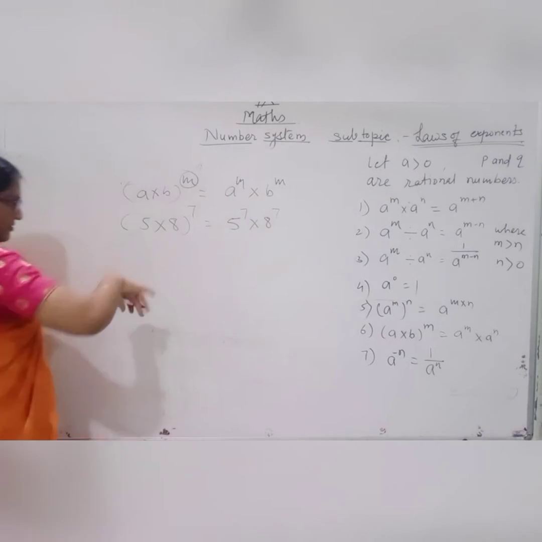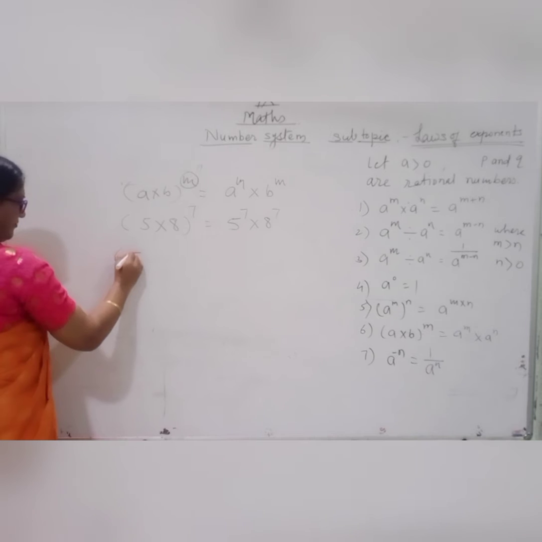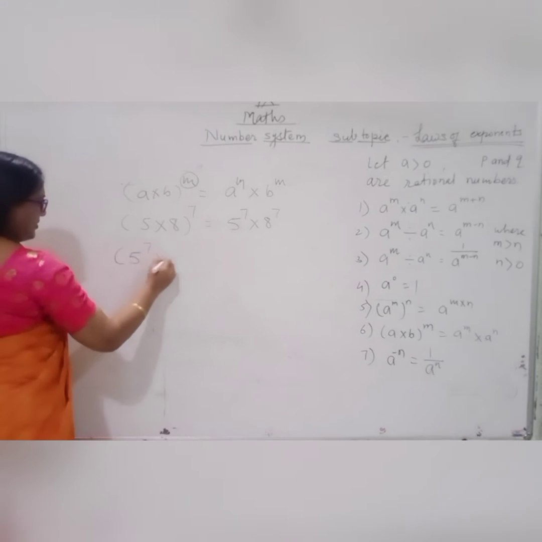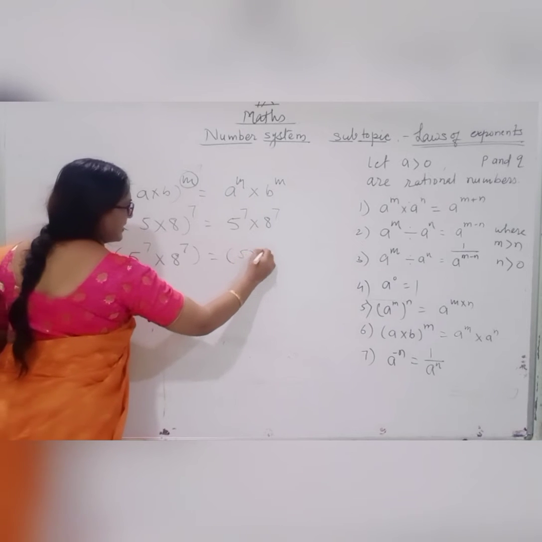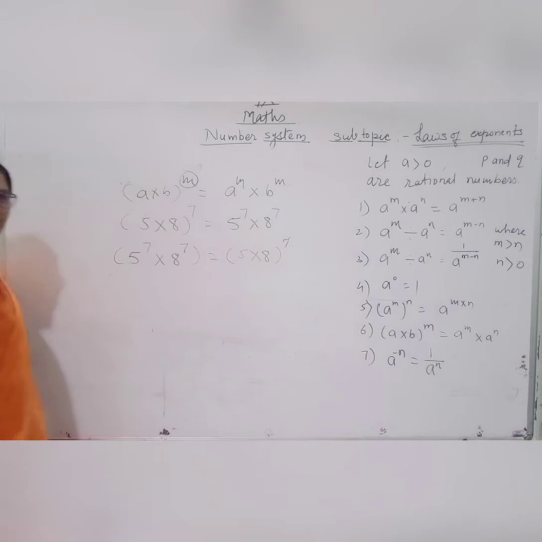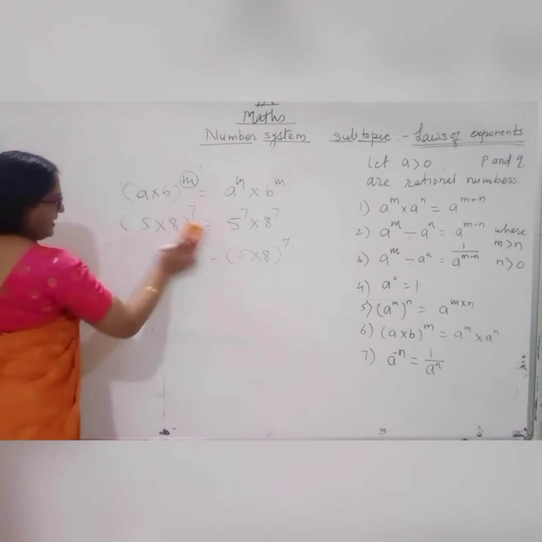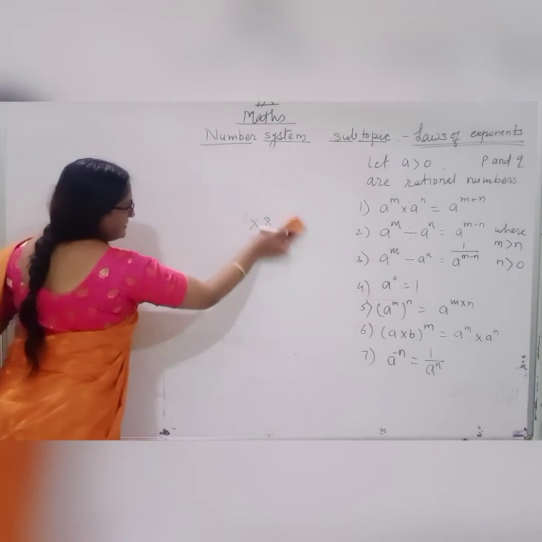And suppose it is reversed, 5 raised to the power 7 multiplied by 8 raised to the power 7, then you can write 5 multiplied by 8, whole raised to the power 7. Vice versa. You can write it this way, and you can write it that way also. Okay. Next is what?